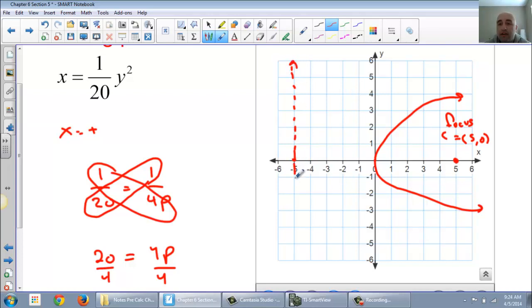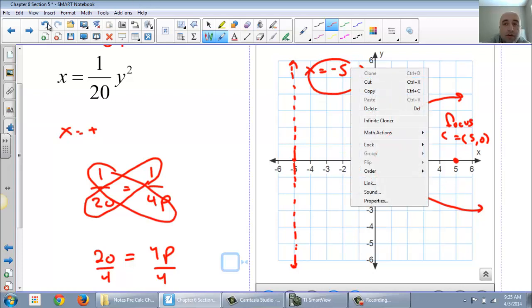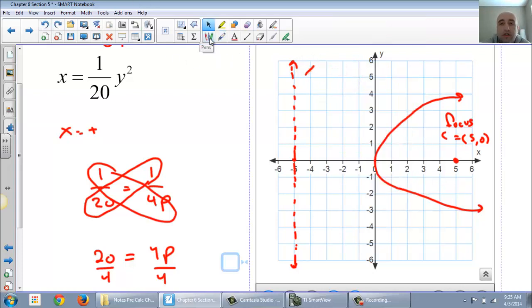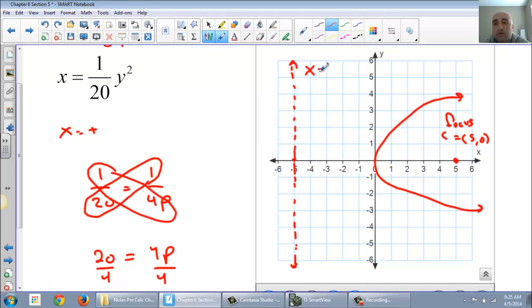Horizontal or vertical line this time. And we just need to write the equation. Vertical lines are x. So x equals what number are we at? We're at negative 5. Alright, so x equals negative 5 is our directrix. There we have it. We have our directrix, we have our focus.